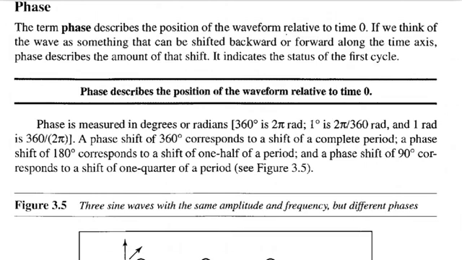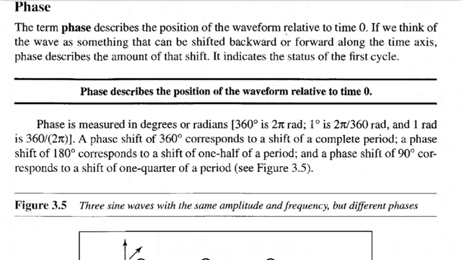It indicates the status of the first cycle. Phase describes the position of the waveform related to time zero. Phase is measured in degrees or radians. That is, 1 degree is 2 pi by 360 radian and 1 radian is 360 by 2 pi.